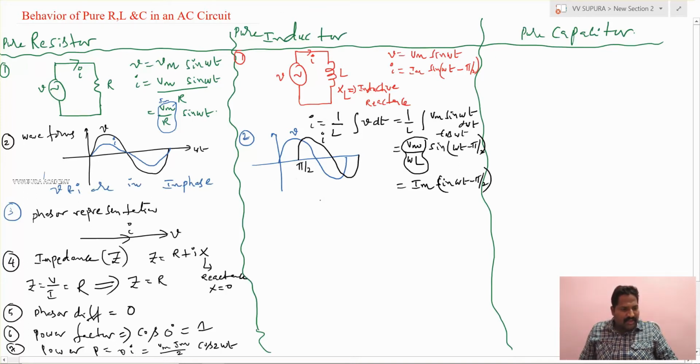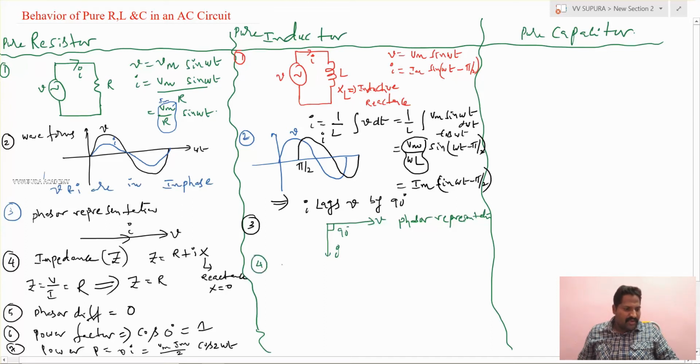So from this point I can write I lags V by 90 degrees. So this is the conclusion I can make. For a pure inductor, when a sinusoidal supply is given, the current lags V by 90 degrees. And if you represent it in phasor representation, with voltage as a reference here, how can I represent? Lags means here. So I can represent current at 90 degrees. So this is the phasor representation.